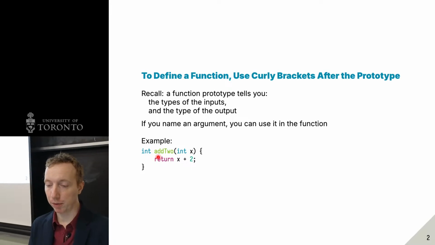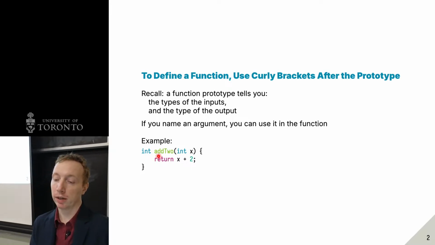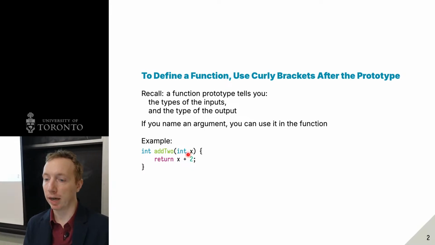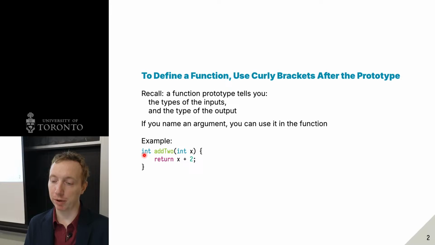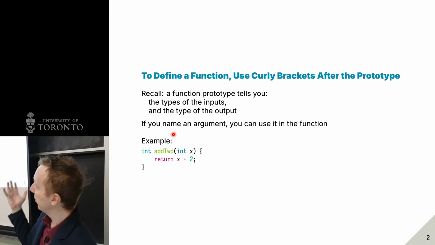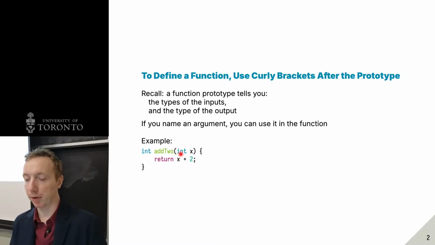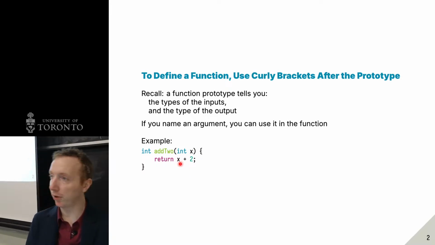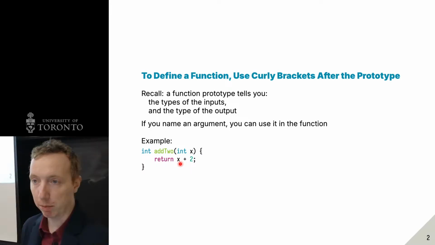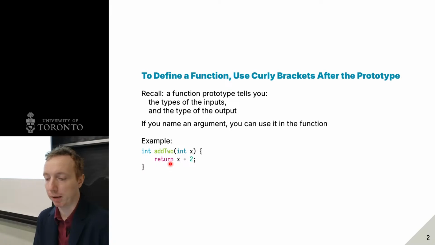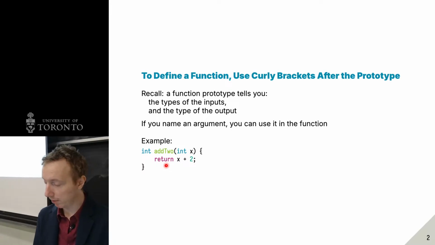So this is a function called add2 that takes one input. Its type is an int, it's called x, and it outputs an int, is how we read that. So you can name arguments and then you can use them in a function. So for instance, I have int x here, so I can use this x inside of the function. Its value will be whatever value I get from whoever uses this function, and it doesn't have to always be the same. So inside of this, I'll have a return.